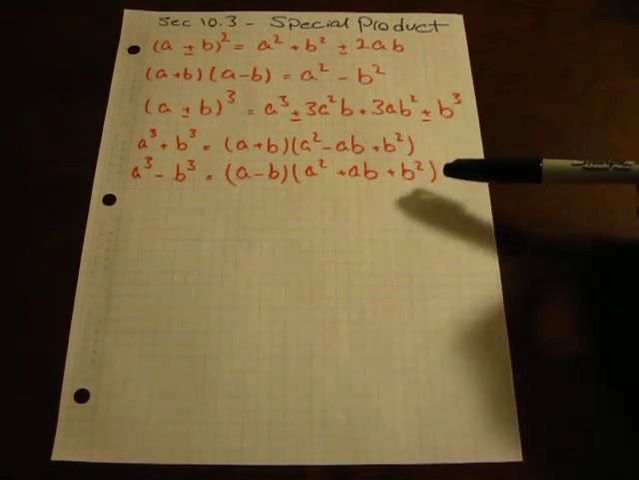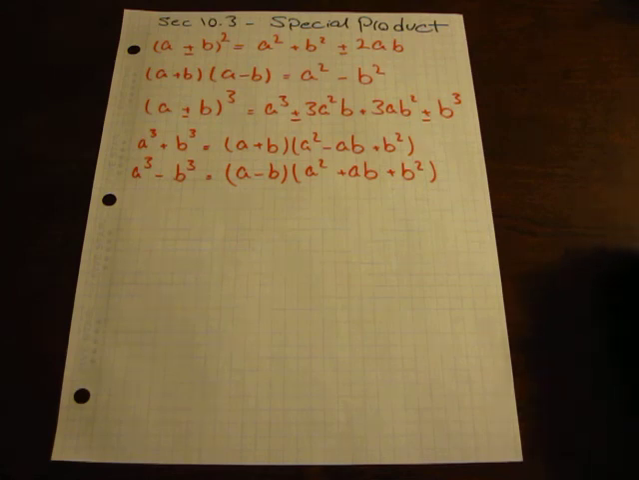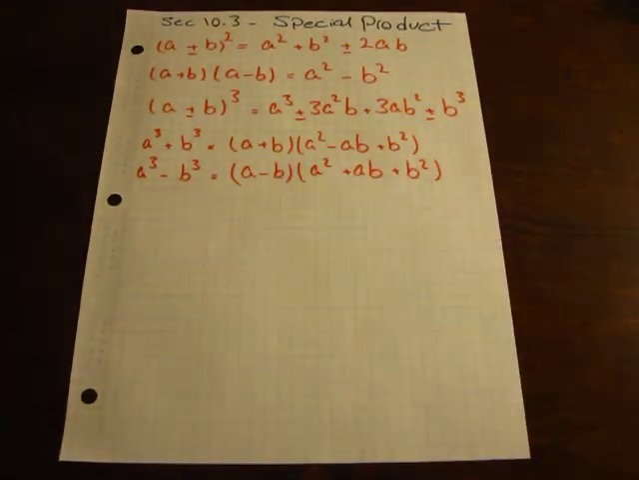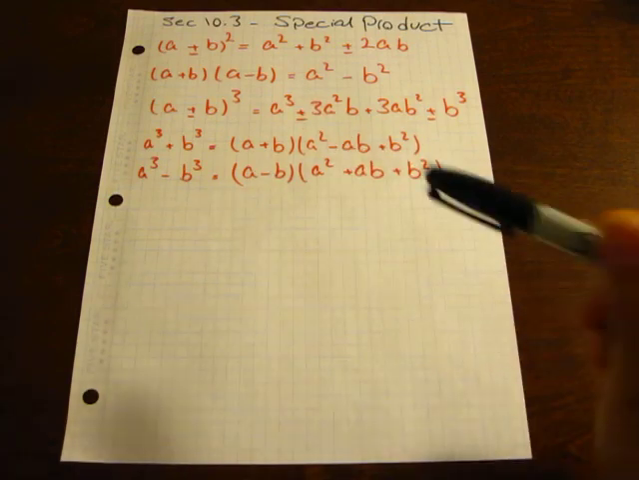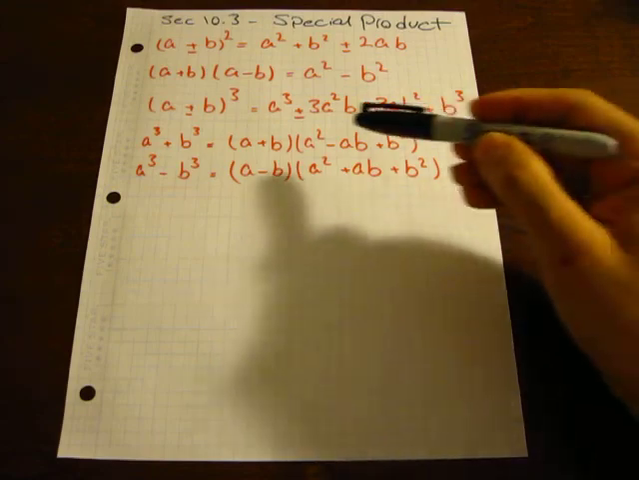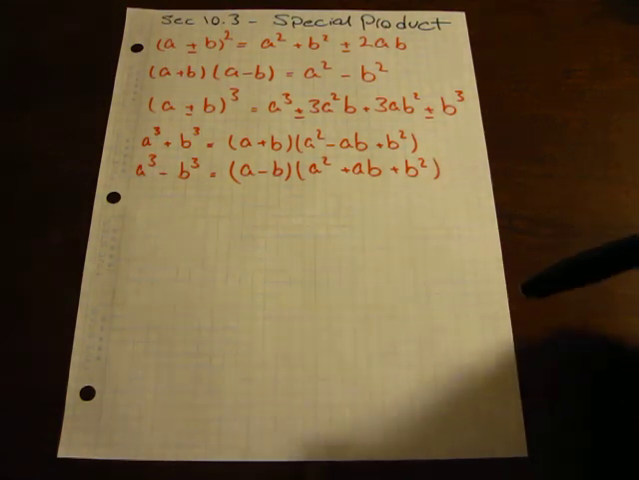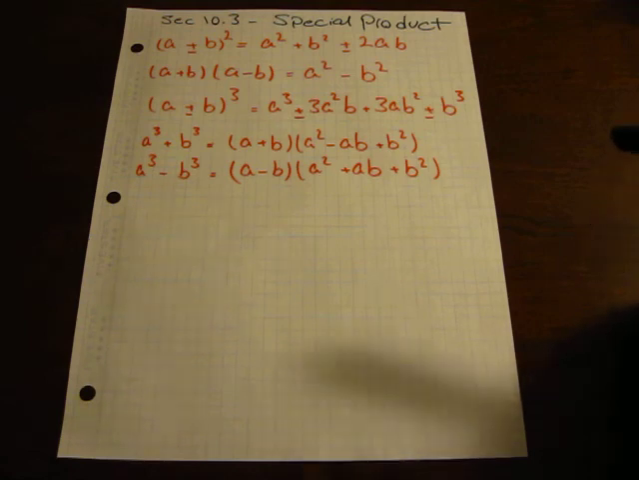And the last two are really important as well. Every time you see a to the power of 3 plus b to the power of 3, or a to the power of 3 minus b to the power of 3, you can simplify that expression into two parentheses. The first parenthesis is going to be (a + b) or (a - b), depending on the sign over here. And the second parenthesis is going to be a squared minus ab plus b squared for the first one, and for the second one it's going to be a squared plus ab plus b squared.